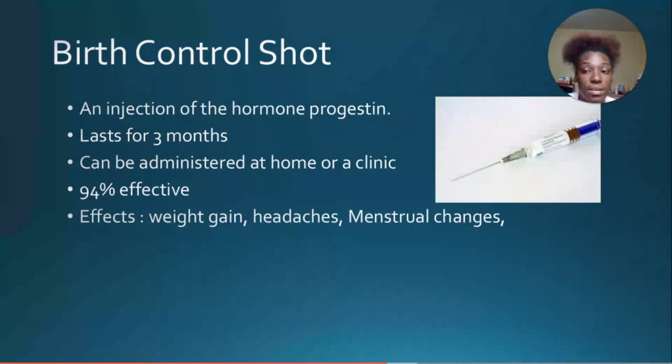Some effects that come with the birth control shot are weight gain, headaches, and menstrual changes, which are the same as the other ones, like bleeding, or it could lighten your period, or it could shorten the days of your period.